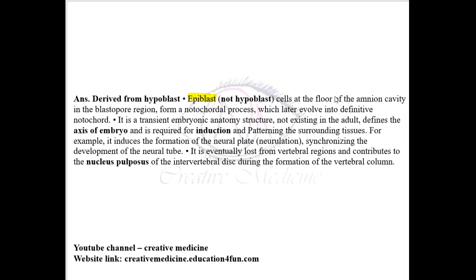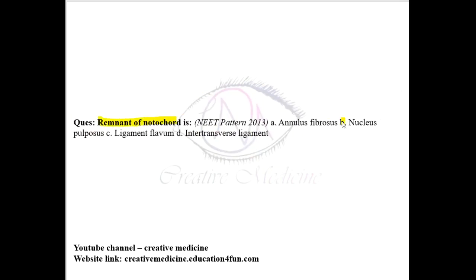For the notochord, epiblast cells are seen at the floor of the amniotic cavity in the blastopore region, and those epiblast cells will form the notochordal processes. These notochordal processes will later evolve into the definitive notochord. This notochord is called the axis of the embryo, and it is required for induction and patterning of the tissues. Once the definitive neural tube is produced, the notochord is lost and remains as the nucleus pulposus. The nucleus pulposus is the remnant of the notochord.